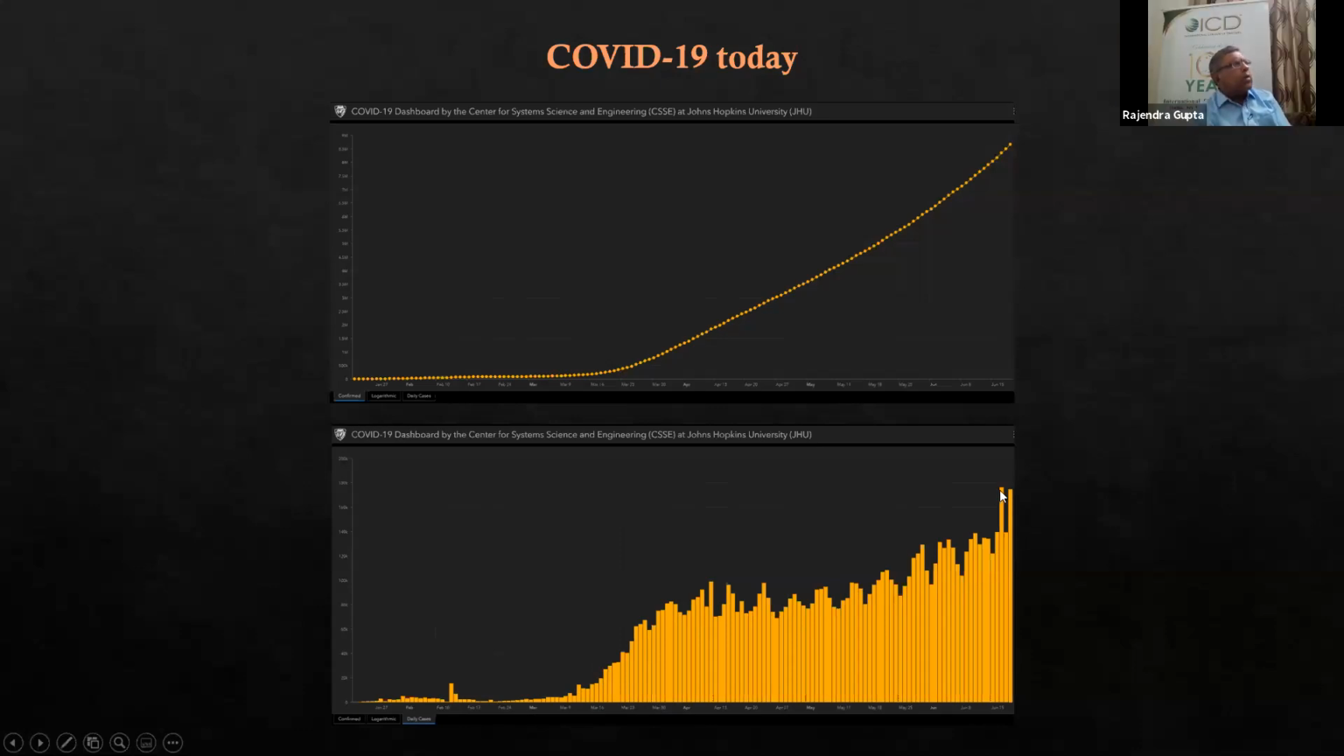And there are spikes here and there. So like yesterday was a spike compared to the previous data that was available. So there is an increase in the number of people that are being affected by this virus across the globe.